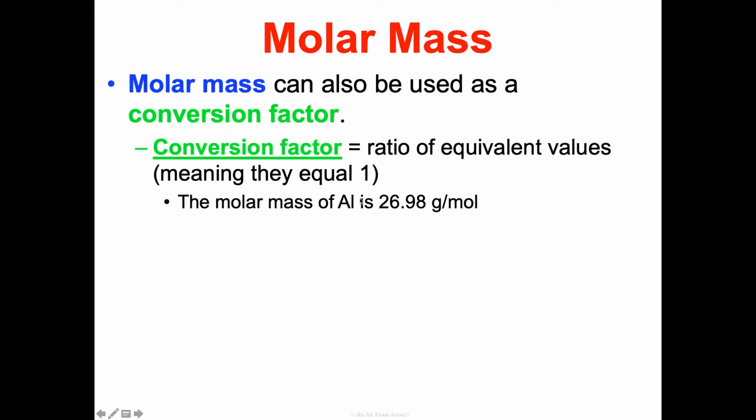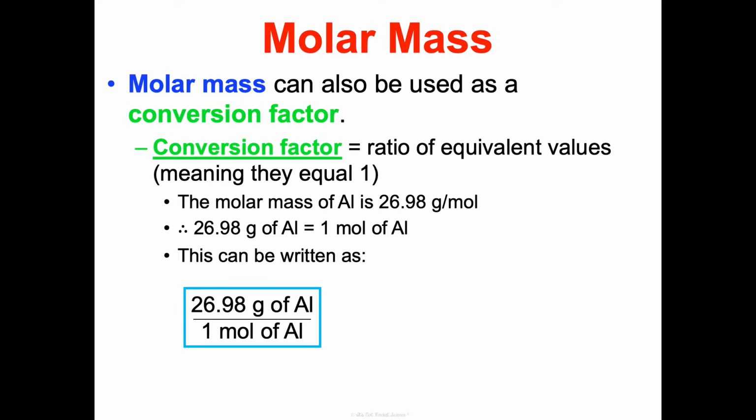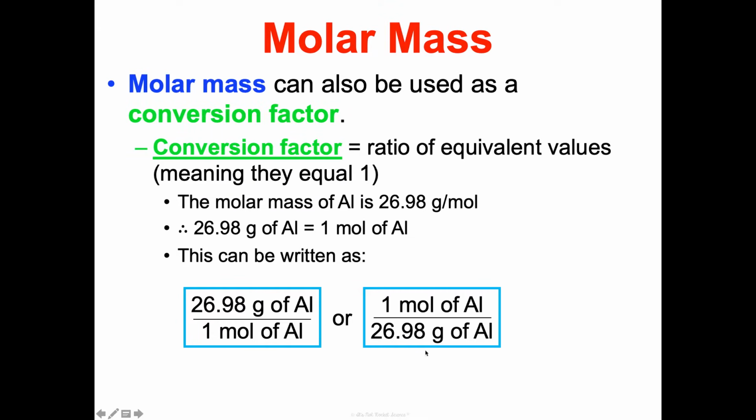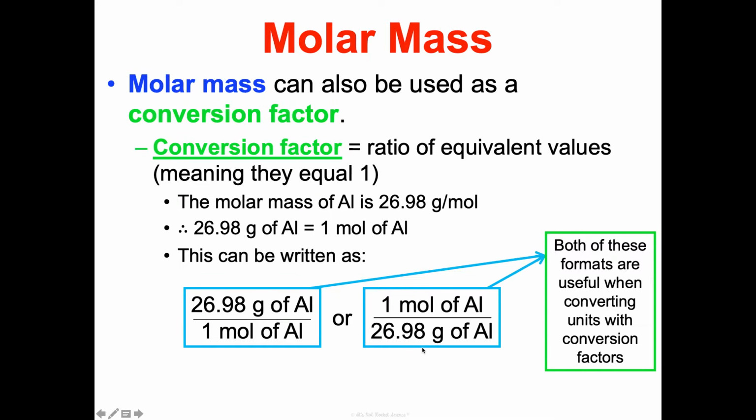Looking at aluminum, the molar mass of aluminum is 26.98 grams per mole of aluminum. What that means is 26.98 grams of aluminum is the same thing as 1 mole of aluminum. Remember, this is our abbreviation for therefore. What that means is we can write this two ways. We could write it as 26.98 grams of Al over 1 mole of Al, or we could write it as 1 mole of Al over 26.98 grams of Al. Either way, these are equal to 1, and they are going to be useful as conversion factors.